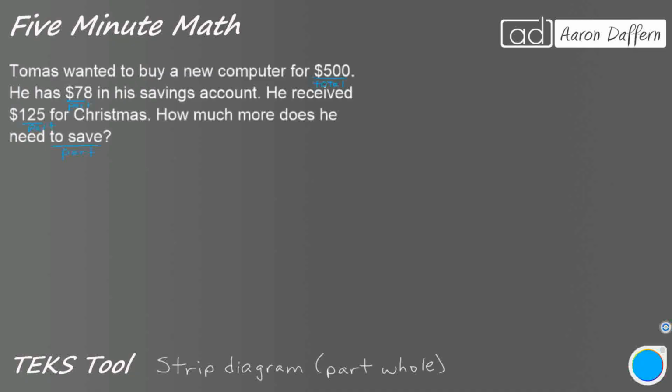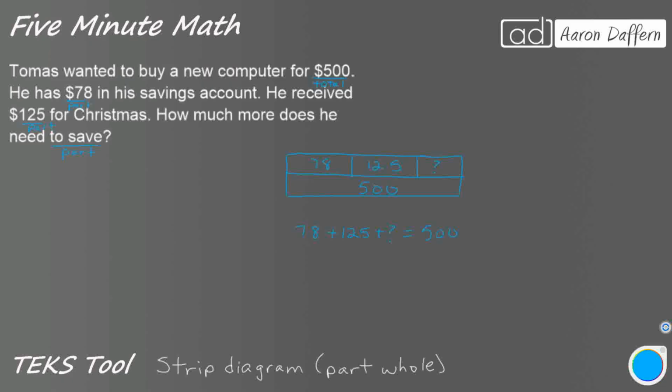What the strip diagram lets us do is see visually the relationship between these quantities, and then lets us make some decisions as to what operations we might want to choose. So let's make a part whole, since the money is broken up into three parts. I've got $78 already, got $125 for Christmas. I need to know how much more I need to save. What I see here already is that I can write an addition sentence if I want to: 78 plus 125 plus that unknown number will get me my total goal of $500.